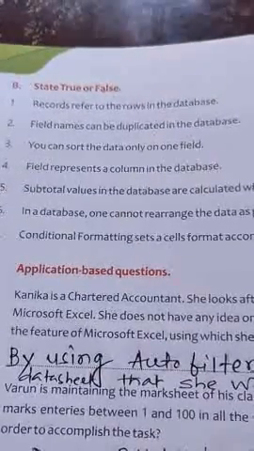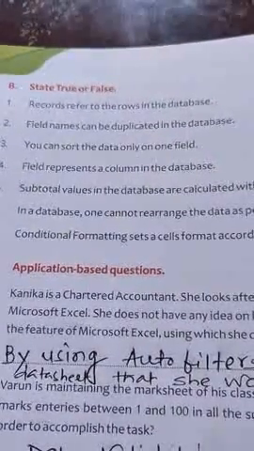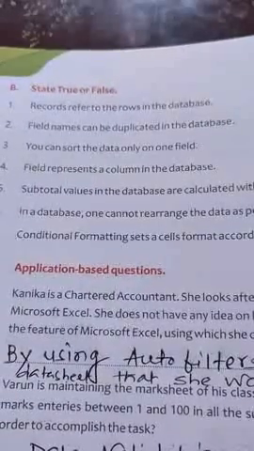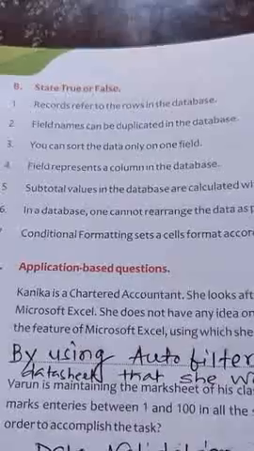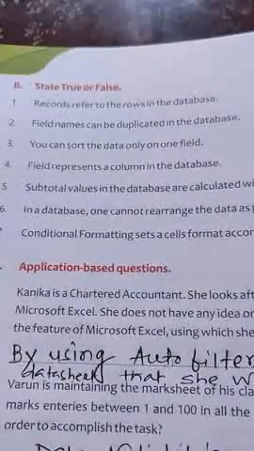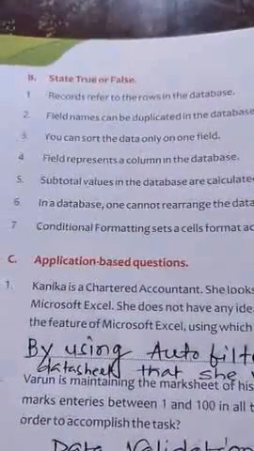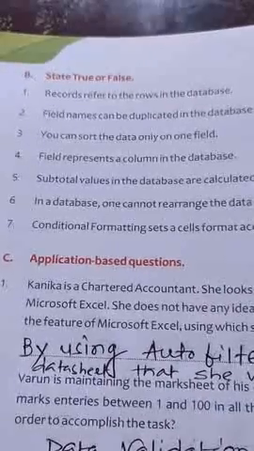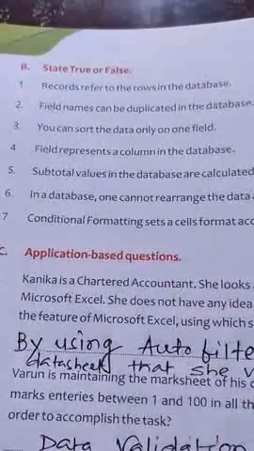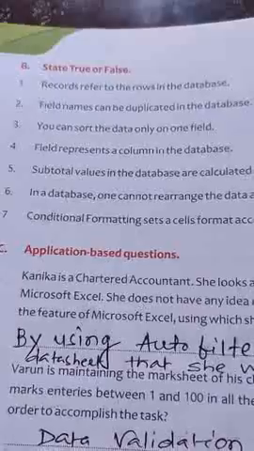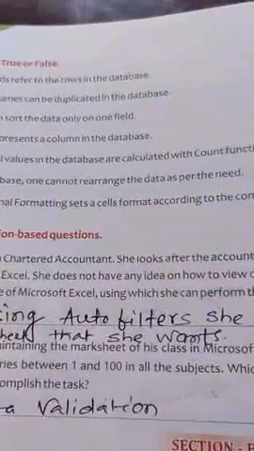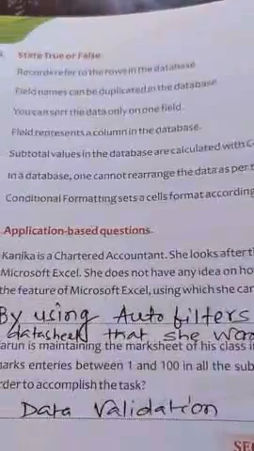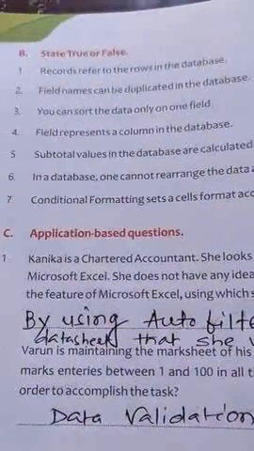Second, field name can be duplicated in the database. Statement is false. Third, you can sort the data only on one field. Third question is false. Fourth, the field represents a column in a database. True. And fifth, subtotal values in a database are calculated with the count function. Question number 5, answer false.